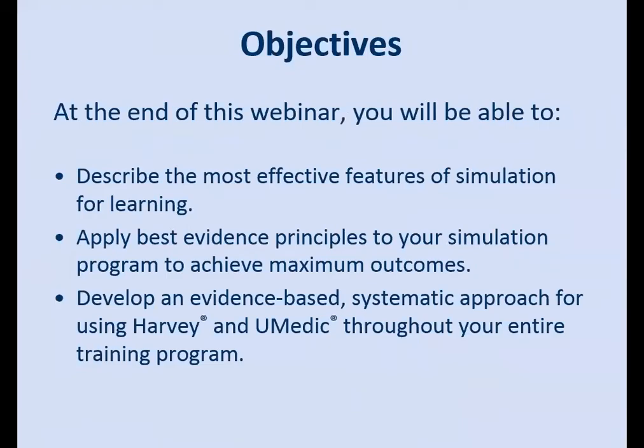Our objectives for the session are before you. We'd like to describe what we think are the features of simulation that will lead to effective learning. And we will share with you some of these evidence-based principles to help you maximize the educational outcomes that you can achieve. And along the way, we will talk about how you can use an evidence-based systematic approach for using Harvey and UMedic in your training programs.